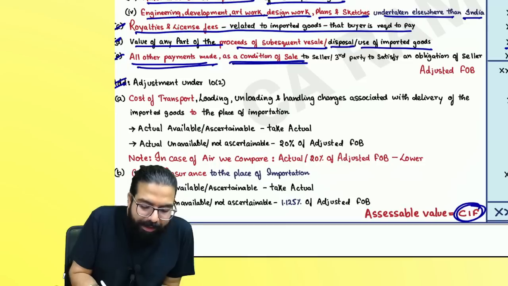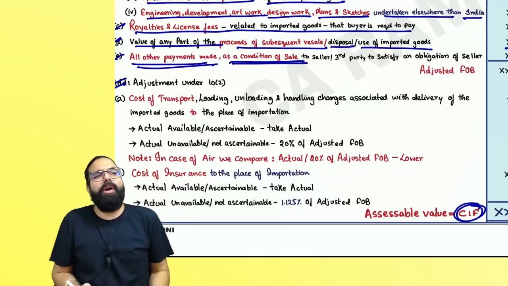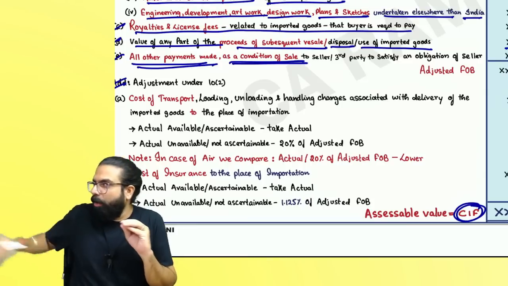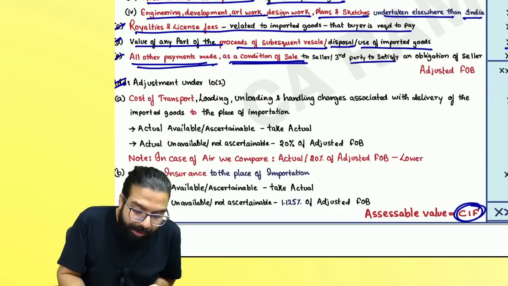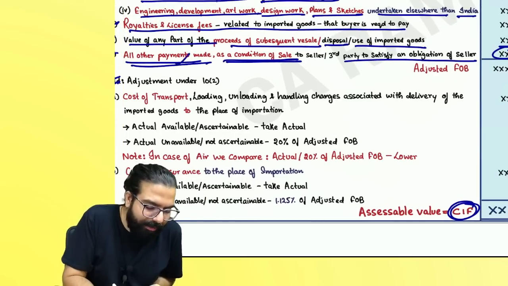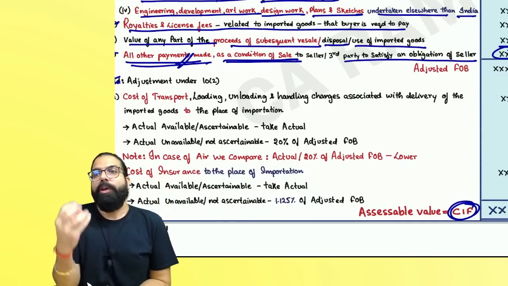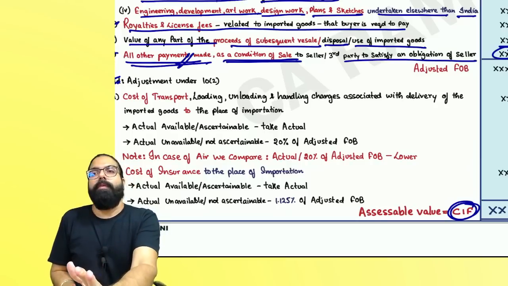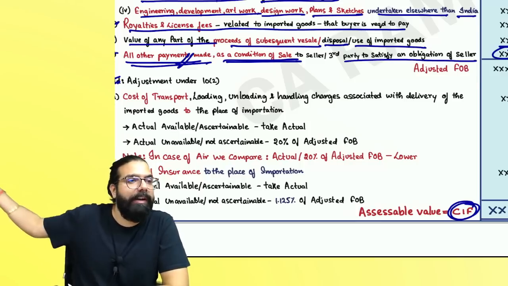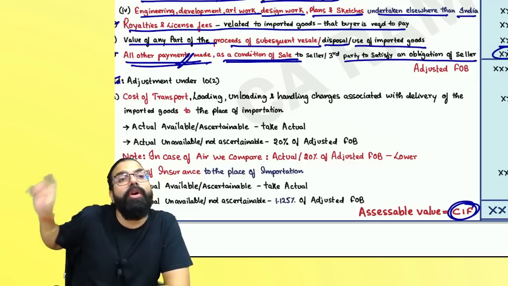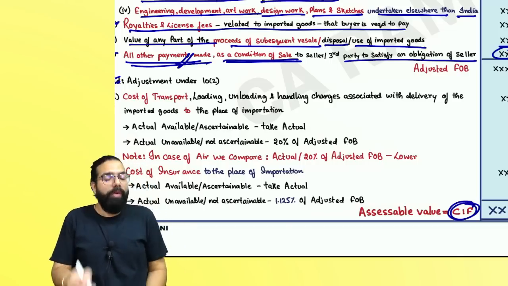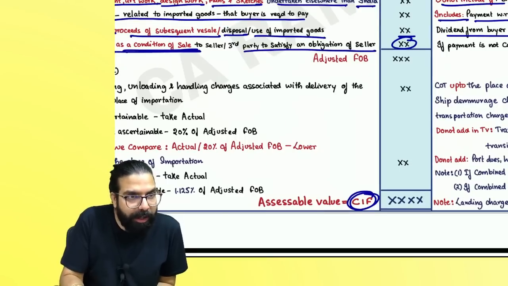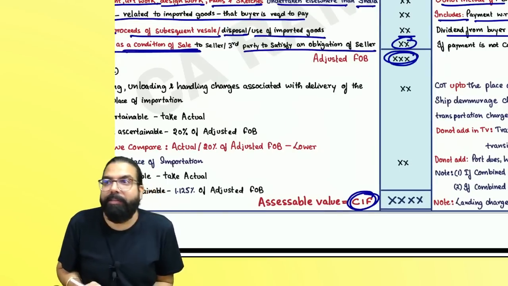All other payments made as a condition of sale: any other payment you are making to the seller as a condition of sale, either to the seller or to any third party to satisfy the obligation, is to be included. Can you tell me any other payment example? Dismantling charges. You have paid the seller dismantling charges, supposedly an amount so that he dismantles the machine, puts it in a container and sends it to you. He charged you, and you have to include it in the value. So dismantling charges is one example. All other payments made as a condition to the seller or a third party to settle an obligation will be included, and you will get the adjusted FOB.